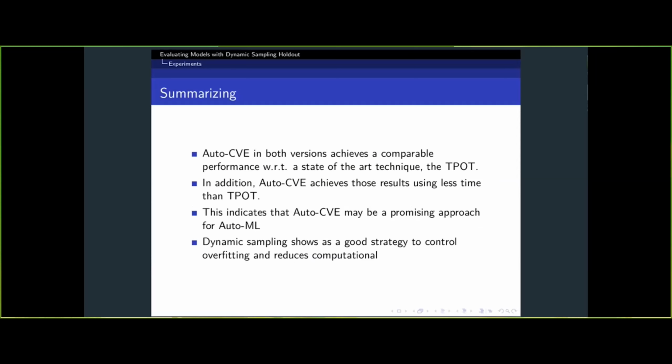Again, just some comments, it's basically what I said earlier. But summarizing, what you have here is that Auto-CVE in both versions has state-of-the-art performance, similar to the TPOT, but is significantly faster than TPOT. So Auto-CVE is a promising approach to AutoML, and dynamic sampling shows as a good strategy to reduce computational time and control overfitting.